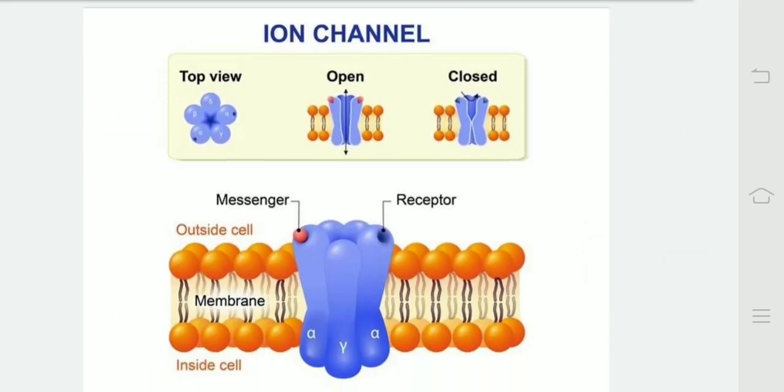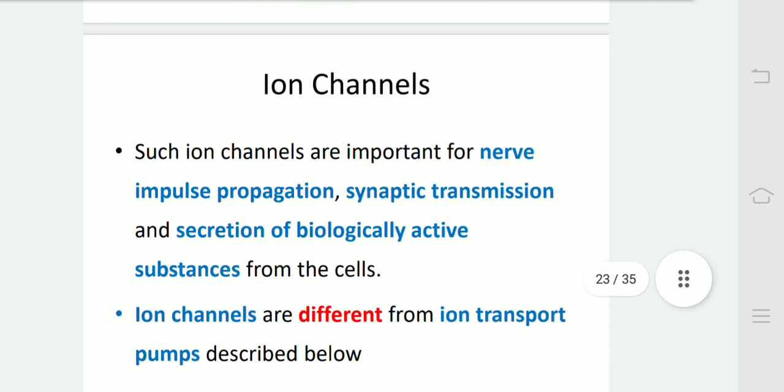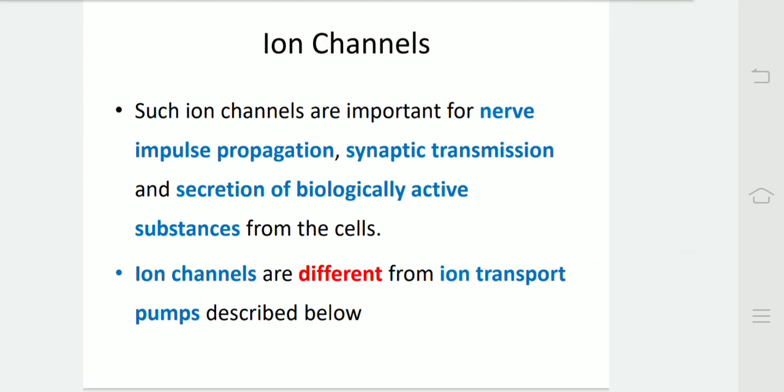In this diagram, we can see that the ion channel is opened when a messenger is attached to it. Such ion channels are important for nerve impulse propagation, synaptic transmission, and secretion of biologically active substances from the cells. Ion channels are different from the ion transport pumps described below.